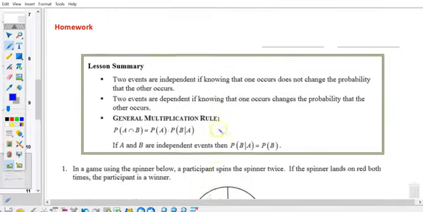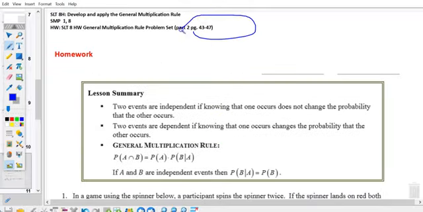All right, your homework is page 43 to 47. Tomorrow we'll bring some quiz review before the end of this second part of our probability unit.